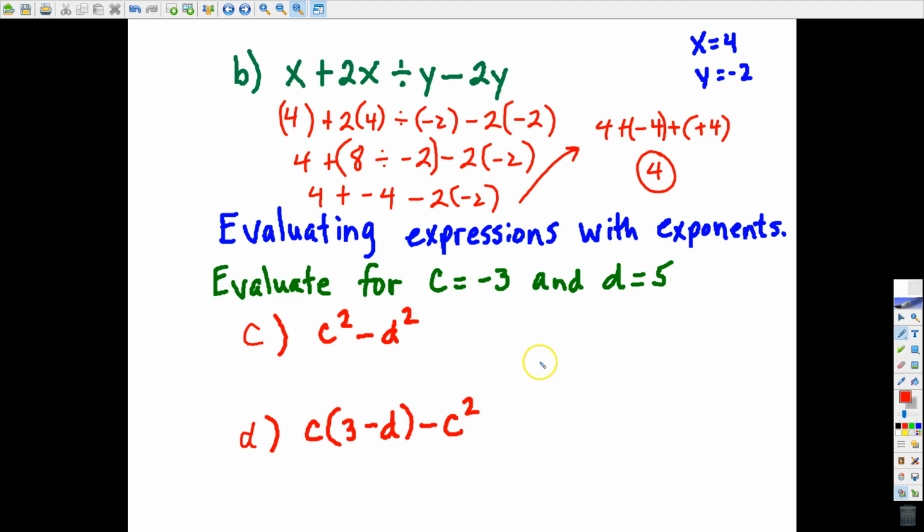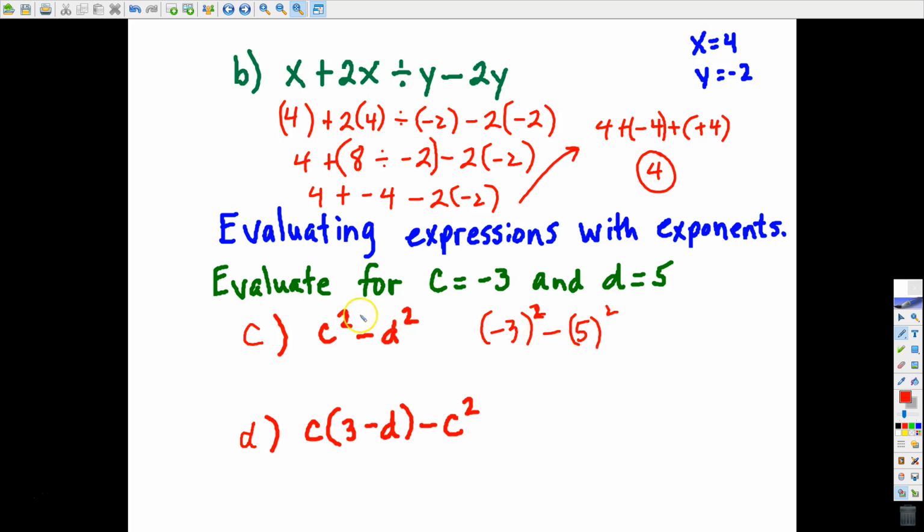Okay, we're going to keep doing this same type of thing, but when we get to this next set of problems, we're going to be involving exponents that we did not have before. So once again, I'm going to replace c with negative 3, and I'm going to replace d with 5.